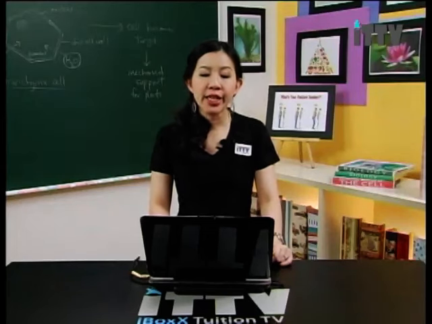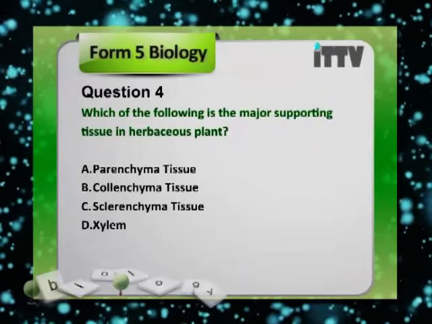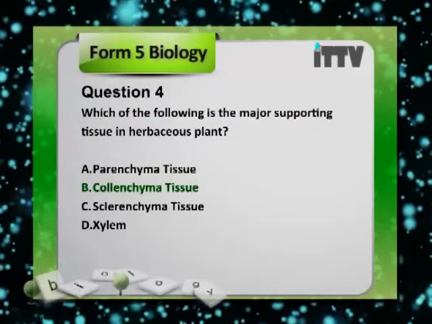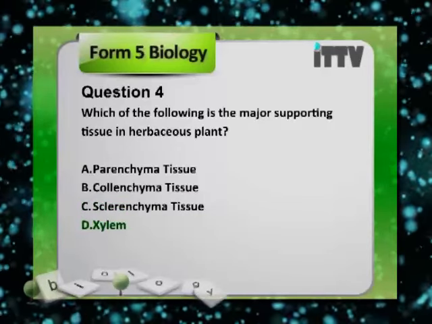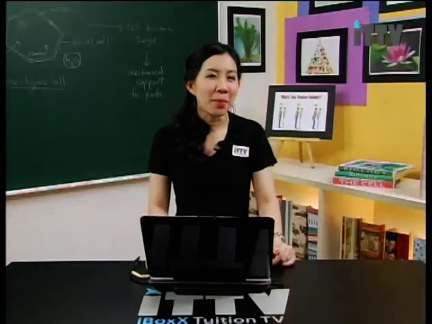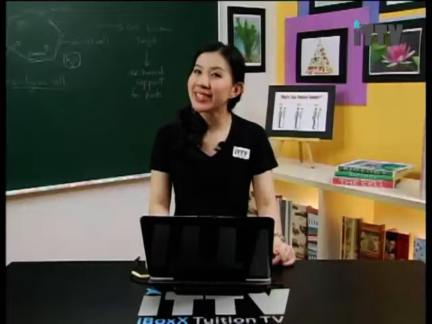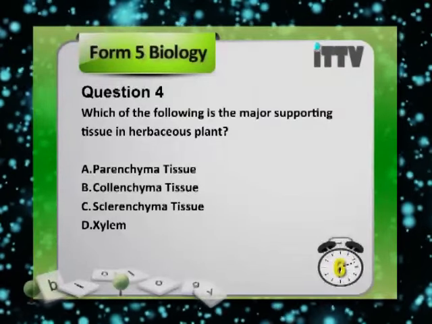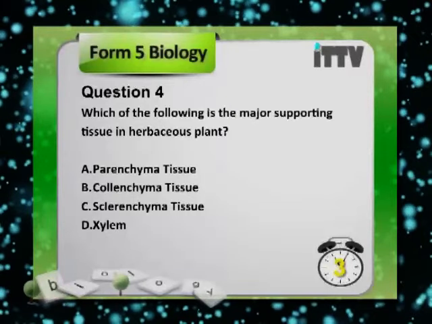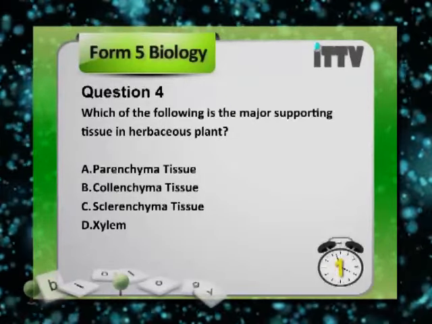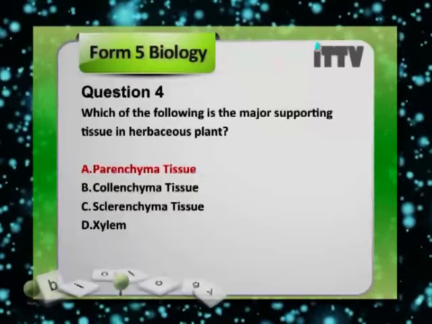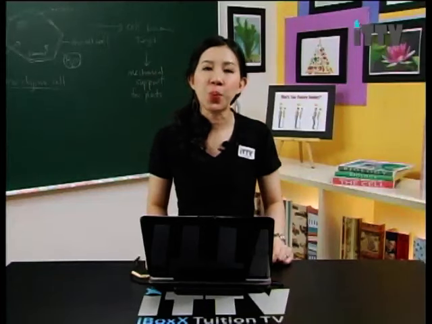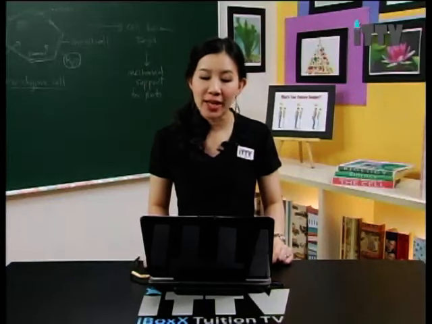Now, next question. Which of the following is the major supporting tissue in herbaceous plants? A. Parenchyma, B. Collenchyma, C. Sclerenchyma, and D. Xylem. So this one is a bit of memory work. What do you think is the answer? Yes, you're right if you said A, Parenchyma tissue. I even drew one on the board that it is the major supporting tissue in herbaceous plants.